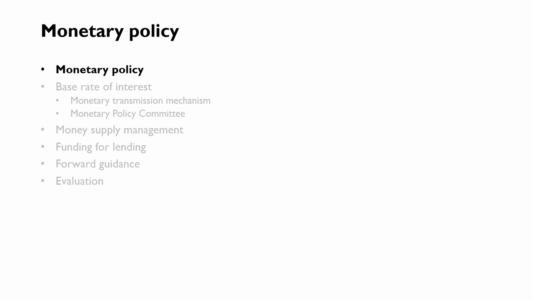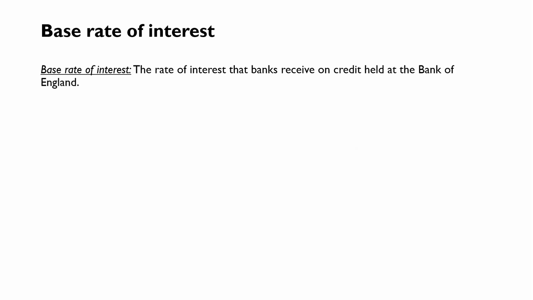What we're going to do for the rest of this video is look at the different policy instruments, the different options the Bank of England has to achieve those aims. And the first one we're going to look at is the base rate of interest. We're going to spend the rest of this video looking at that. The base rate of interest is the rate of interest that banks receive on the credit they hold at the Bank of England.